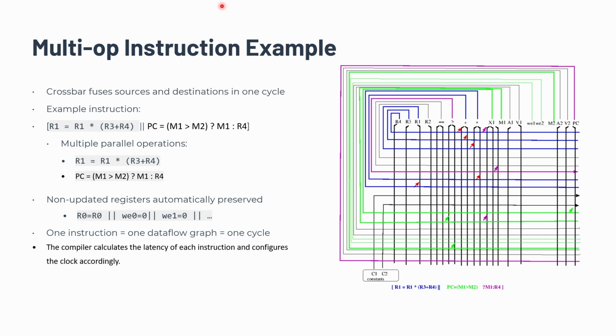Non-updated registers are automatically preserved, so a single instruction corresponds to a fairly large directed acyclic graph that is executed in one clock cycle. For example, R0 is not updated in this instruction, so in the instruction it will be R0 equals R0.